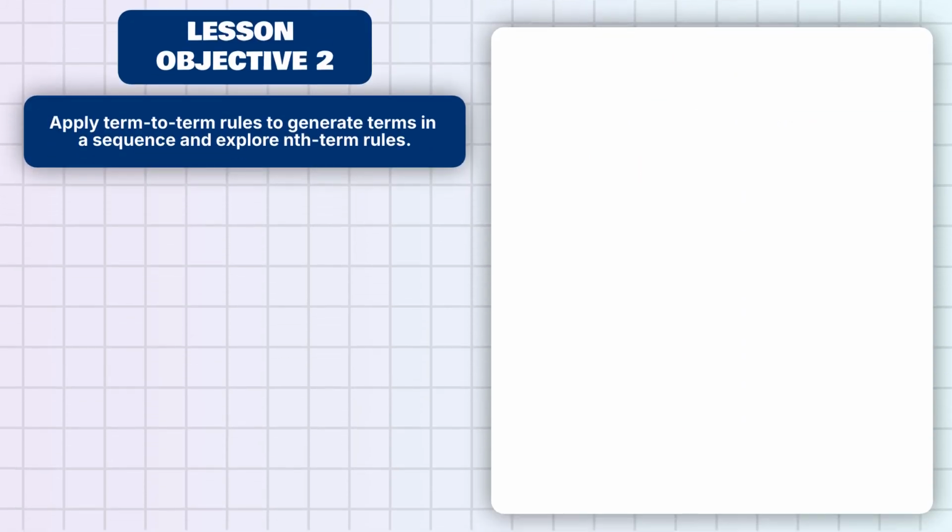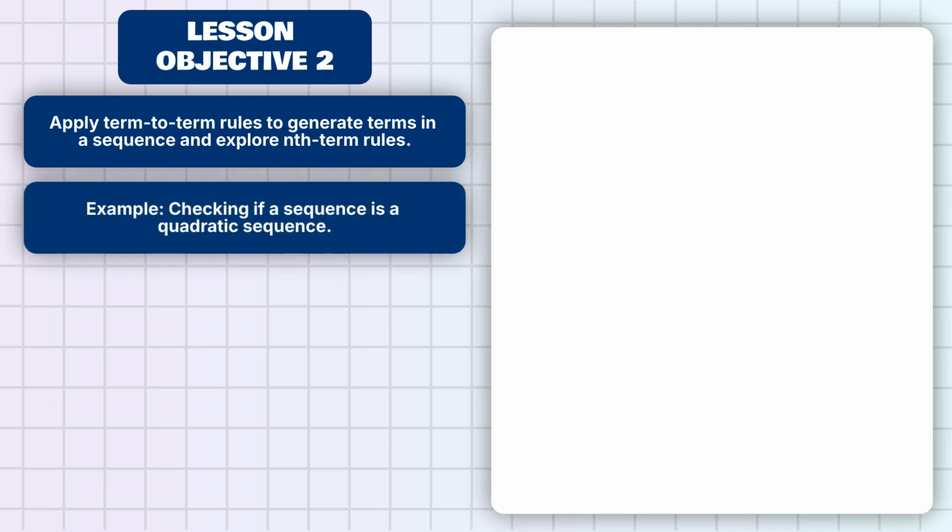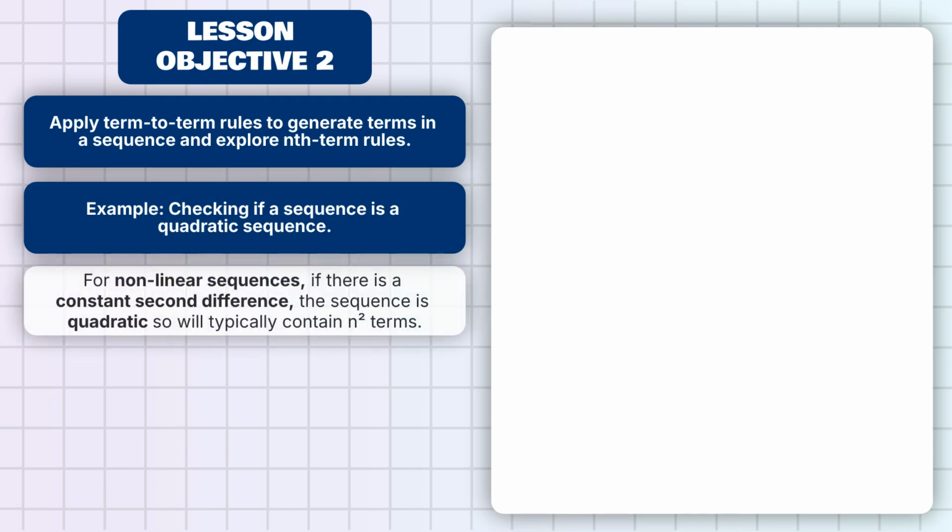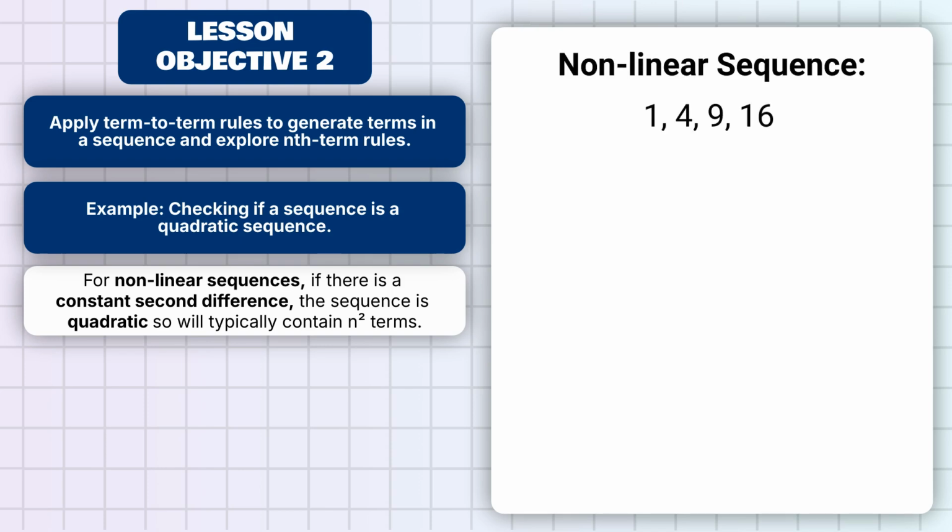What do we do if our sequence is non-linear, or in other words, doesn't have a constant difference and so isn't an arithmetic sequence? The next thing we should do is check if it is a quadratic sequence. To do this, we should look for a constant second difference. If there is indeed a constant second difference, then our sequence is quadratic and so the nth term will contain n squared terms. For example, let's observe the sequence 1, 4, 9, 16.